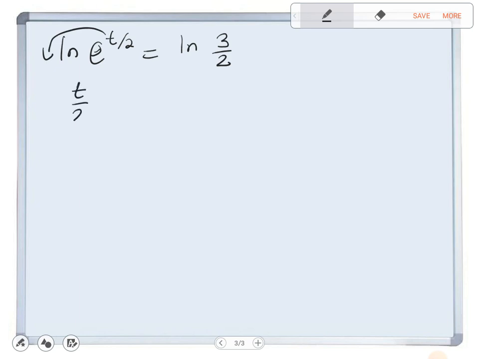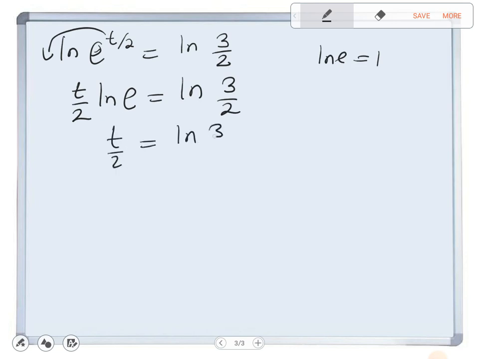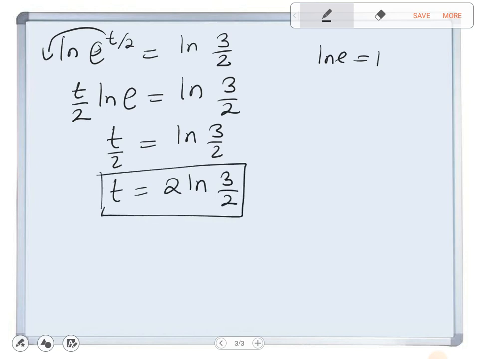The power can drop down by the laws of logarithms. We get t over 2 times ln e is equal to ln 3/2. ln e is just 1. So here we are just getting t/2 is equal to the natural log of 3/2. We can now cross multiply and say t is equal to 2 ln(3/2). You can leave it there. If you want, you can punch it in the calculator, but so far it's okay.